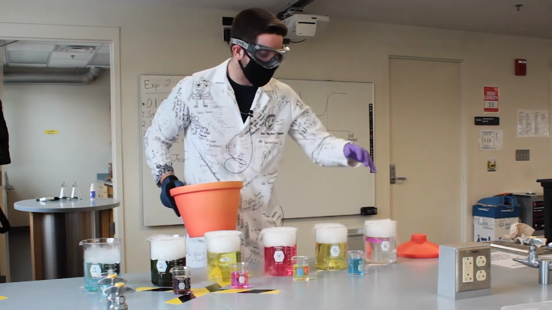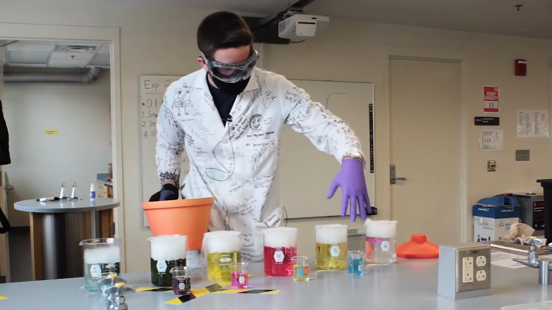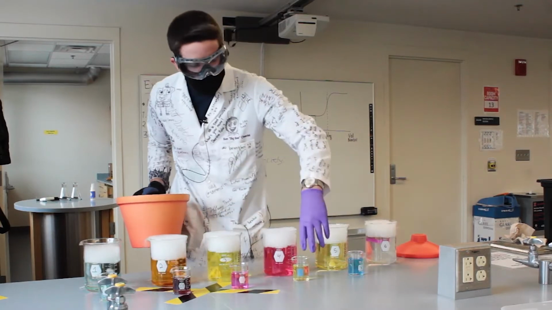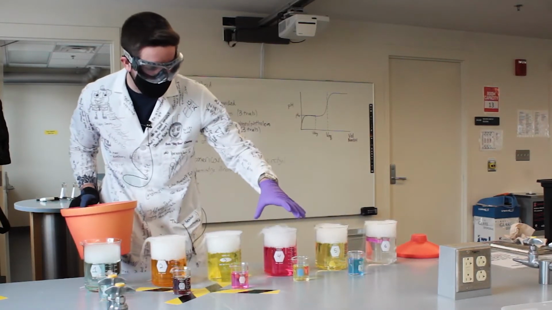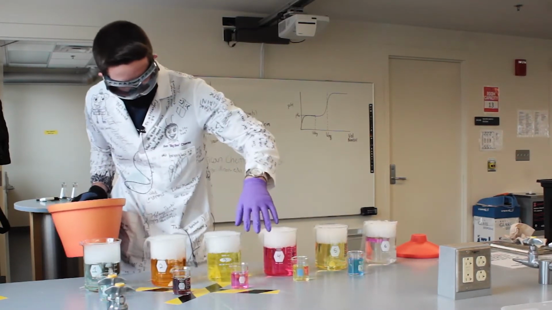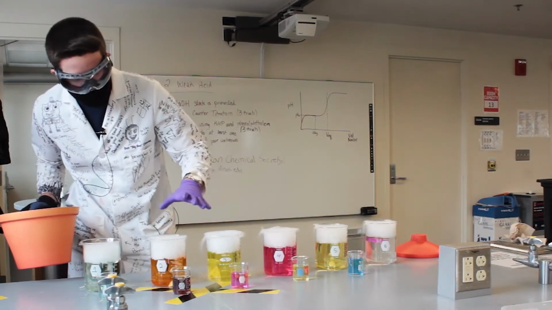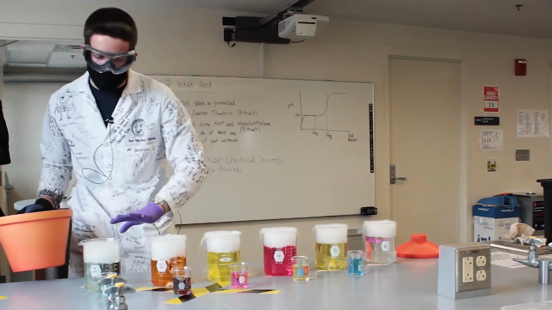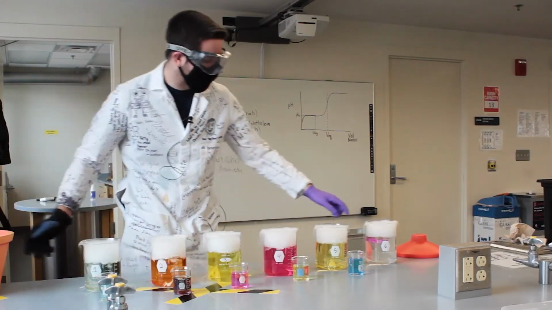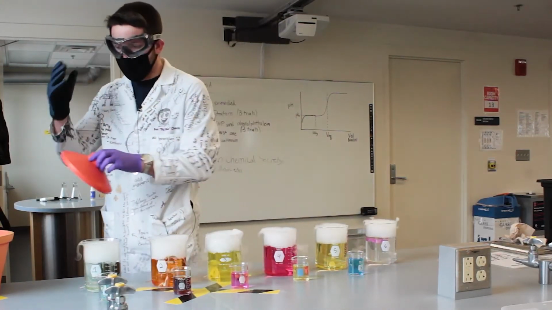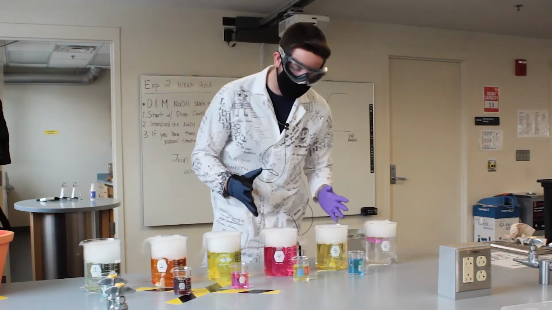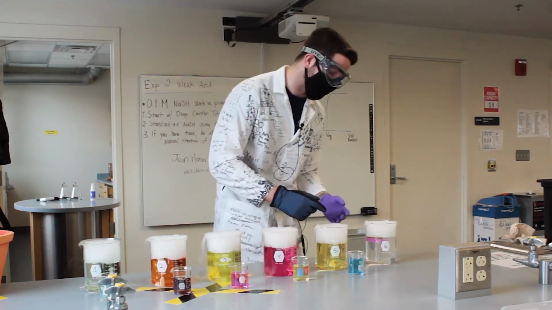And so you can see we have our reference solutions here. This solution used to be a light blue, now we have a yellow. This used to be a yellow, now we have a pink. This used to be a reddish violet pink, now this is yellow. We have a purple that turned to orange, and then a blue that turned to kind of a light greenish. And so all of these changes are because we added our indicators, and they cause different colors and different color changes based on the pH of the solution.